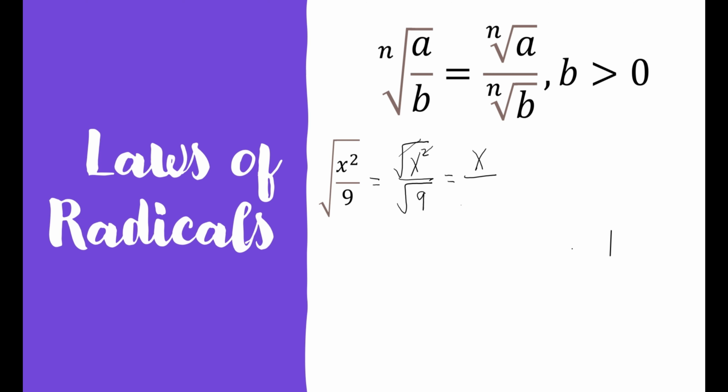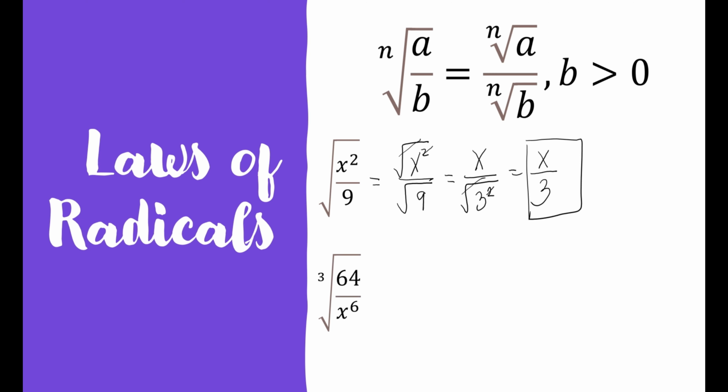And square root of 9 may be written as the square root of 3 squared, because 3 squared, or 3 times 3, is equal to 9. Simplifying this further, the square root of 3 squared is equal to 3. Therefore, the square root of x squared over 9 is equal to x over 3.